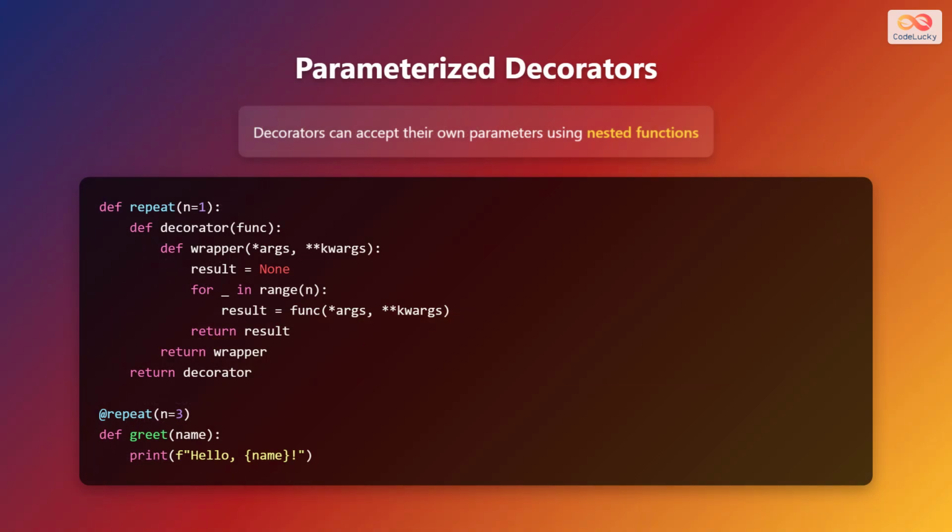Decorators can also accept their own parameters using nested functions. Here's an example. We define a function called repeat, which takes a parameter n with a default value of 1. Inside repeat, we define another function called decorator, which takes a function func as an argument. Inside decorator, we define a wrapper function that calls the original function func n times and returns the result. The repeat function returns the decorator function. We use the @repeat with n=3 syntax above the greet function to apply the decorator. When we call greet with a name, it will print the greeting 3 times.